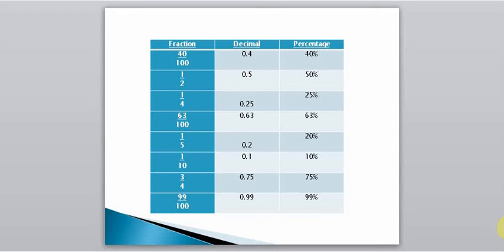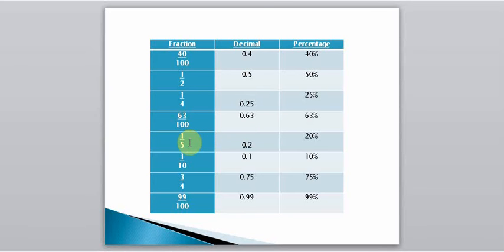So here are the answers. On this one, half, you should know that half is the same as 50 out of 100 because 50 is half of 100, so that's 0.5. A quarter, 25 out of 100 is a quarter, so 25%, 0.25. This is quite a nice one. It's already out of 100, so you've got 63%, 63 out of 100, 0.63.